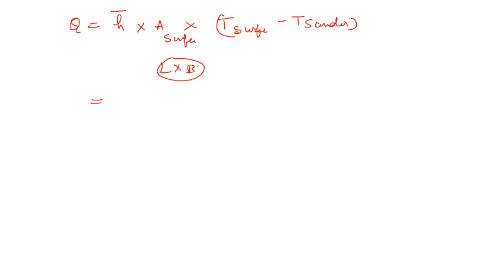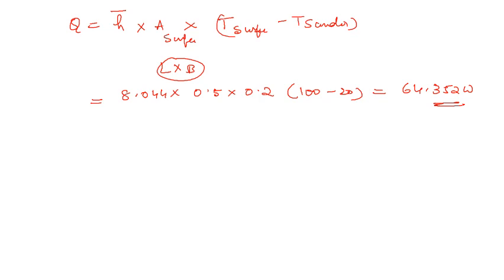So using the average H value 8.044 into surface area 0.5 into 0.2, that is length into width, and the temperature difference 100 minus 20, on substitution we get the Q value to be 64.352 watt. This is the Q value. Now for case 2, what has been asked?